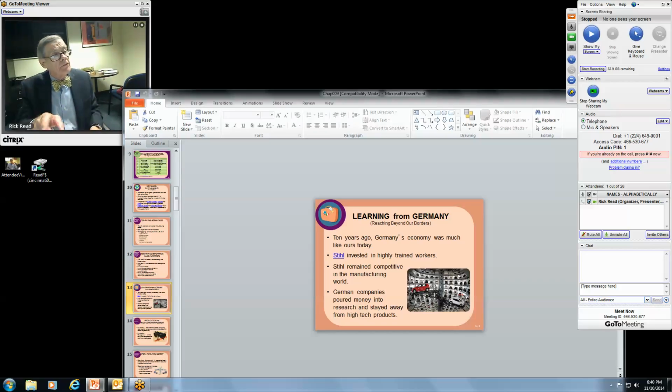We need to learn from other countries. Investing in research and development. Investing in a highly trained workforce. One of the problems that we hear a lot of manufacturers talking about today, our workforce is not as skilled as it ought to be. Not just not as educated, not as skilled. Don't know how to use computers. That's an indictment on us. We need to do that. We need to promote that.